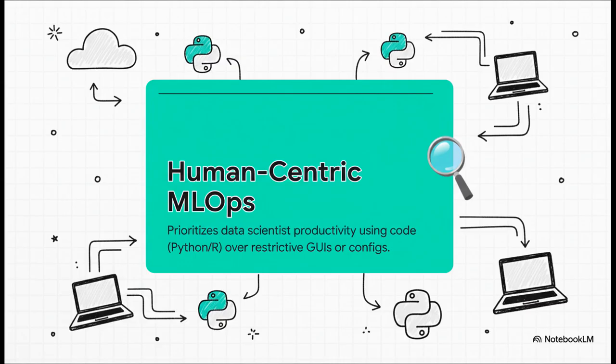Well, it's simple. It means meeting data scientists where they already live. Instead of forcing them into some restrictive GUI or making them write a million lines of complex configuration files, Metaflow lets them build production-grade systems using the languages they already know and love, Python and R. The whole point is to boost their productivity, not turn them into reluctant infrastructure engineers.